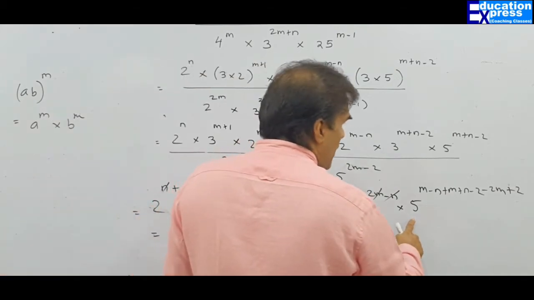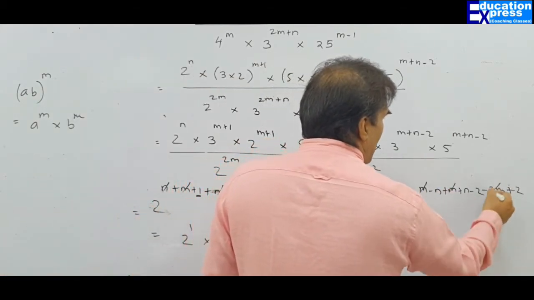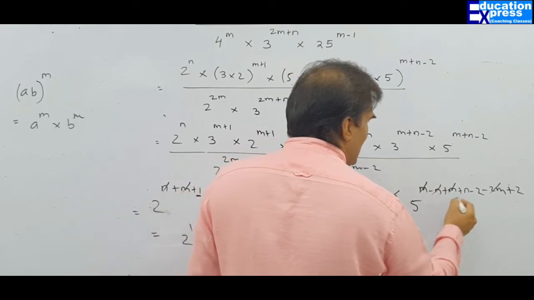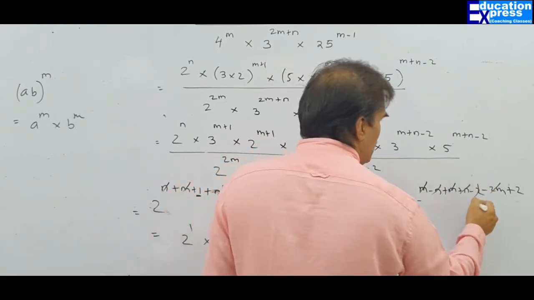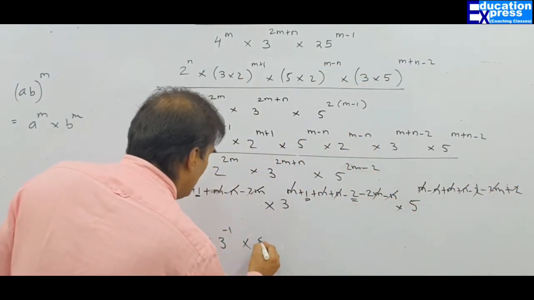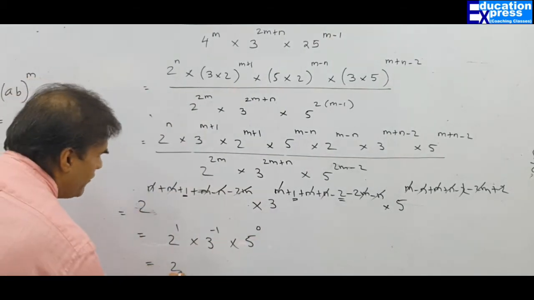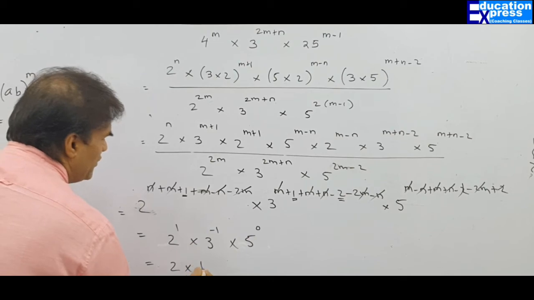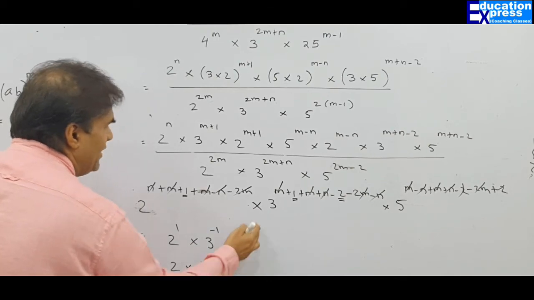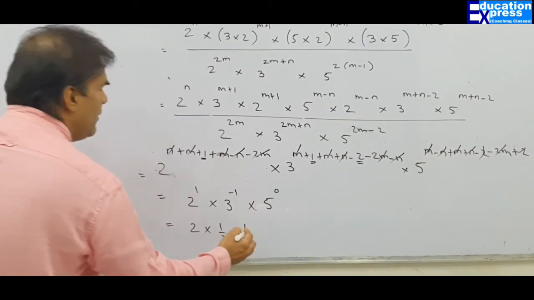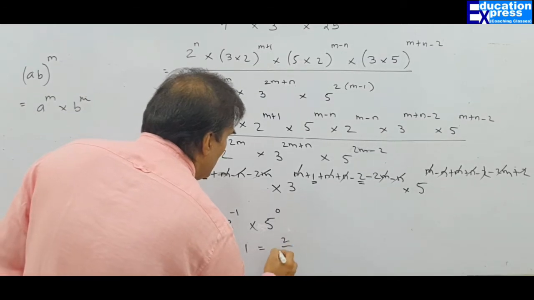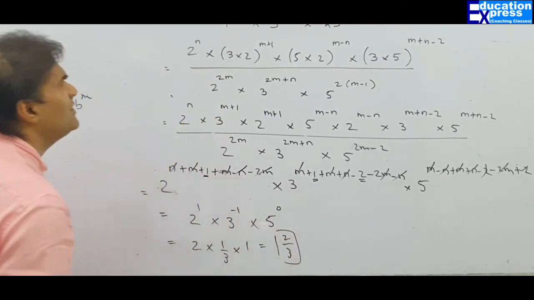Multiply by. m plus n minus 2m, all out. Plus n minus n, out. Minus 2 plus 2, out. That's going to be 5 raised to 0. My dear friends, we all know here 2, this can be written as 1 upon 3. And anything raised to 0 is 1. So 2 upon 3 would be the answer to this question.